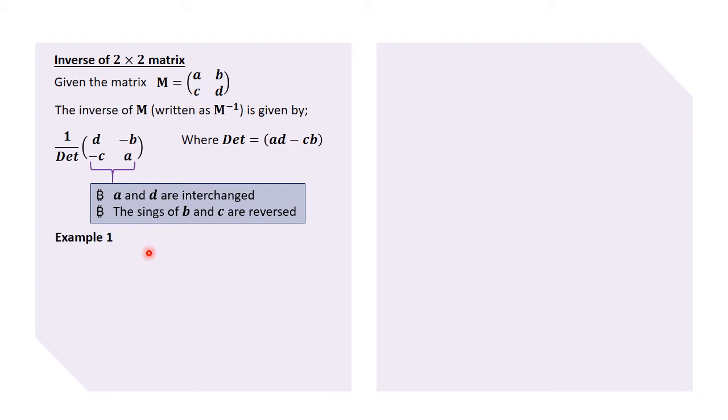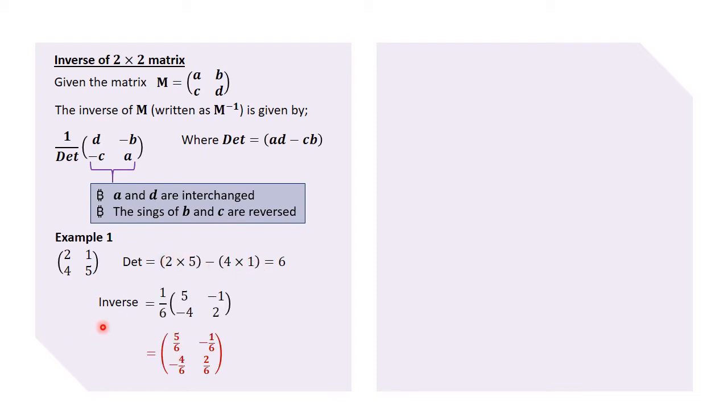Now with that, maybe we should go to an example, and we have a question here. We have the matrix 2, 1, 4, 5. We are to determine the inverse of this particular matrix. We first of all need to determine the determinant, which is the product of the elements on the leading diagonal minus the product of the other elements. That is 2 times 5 minus 4 times 1, which gives us 6.